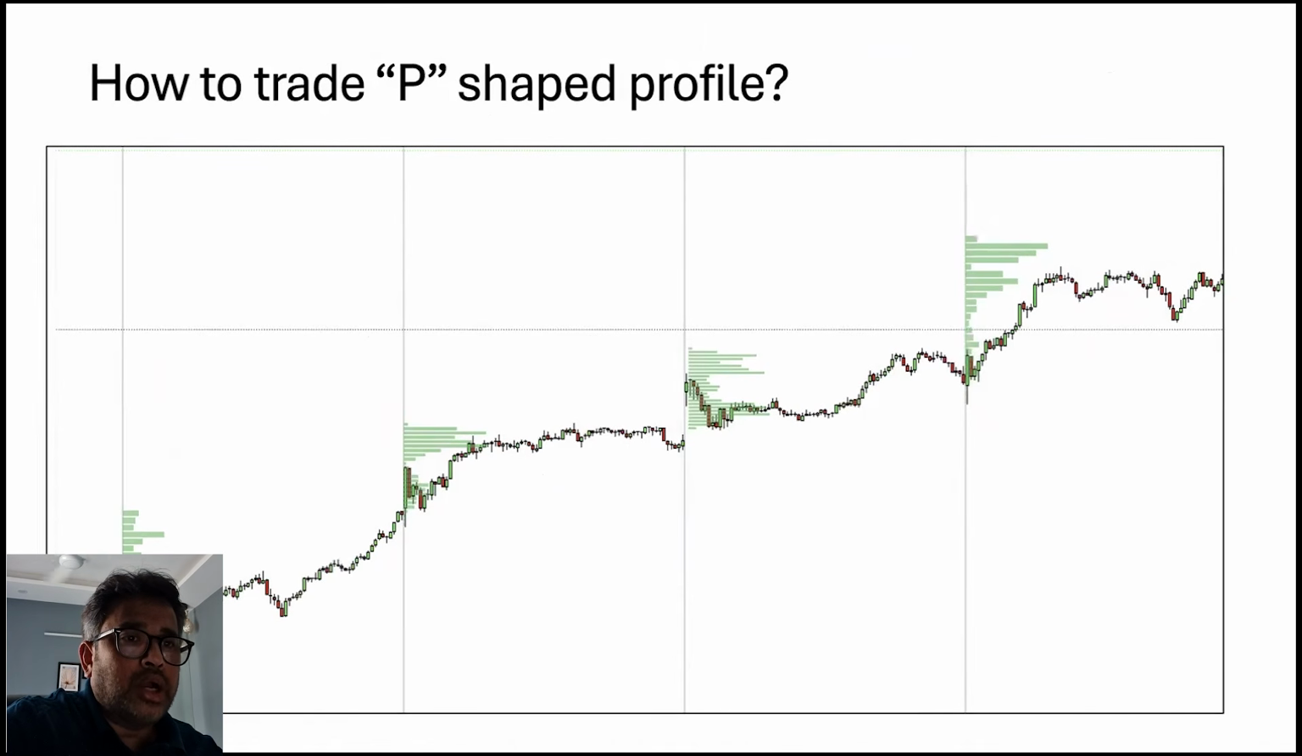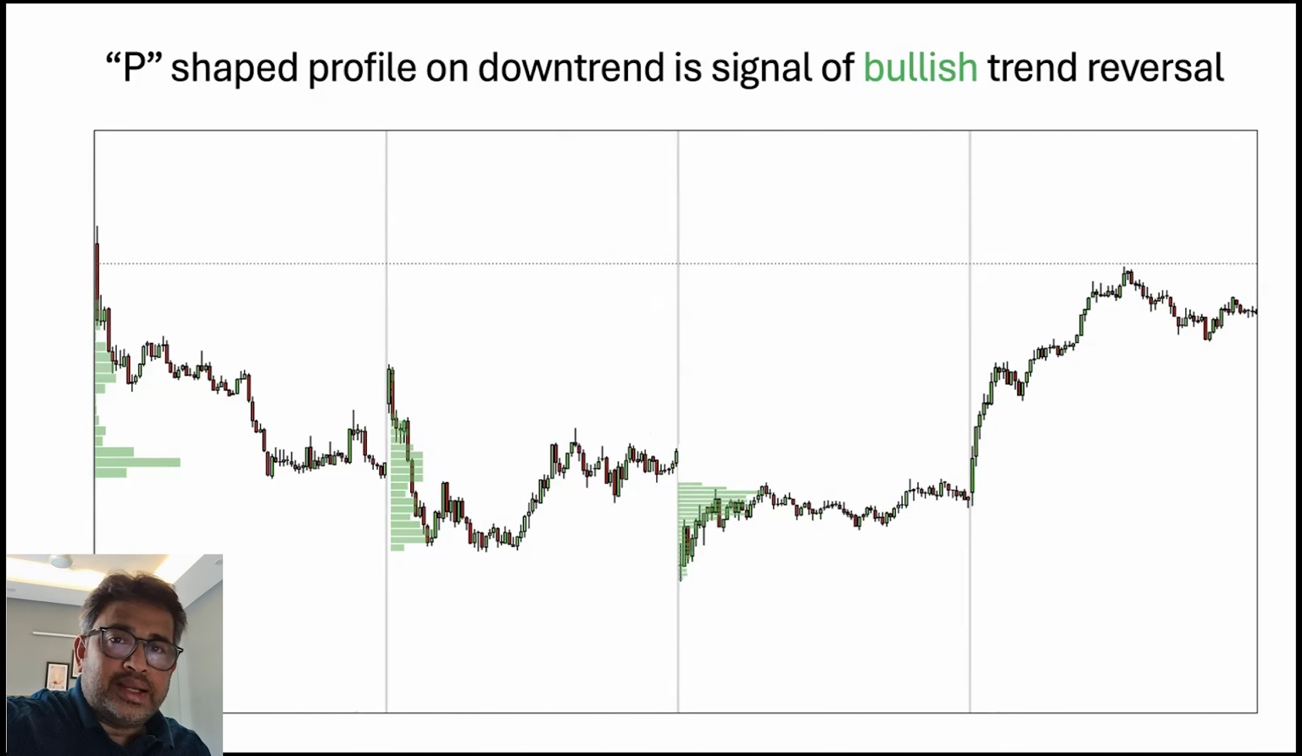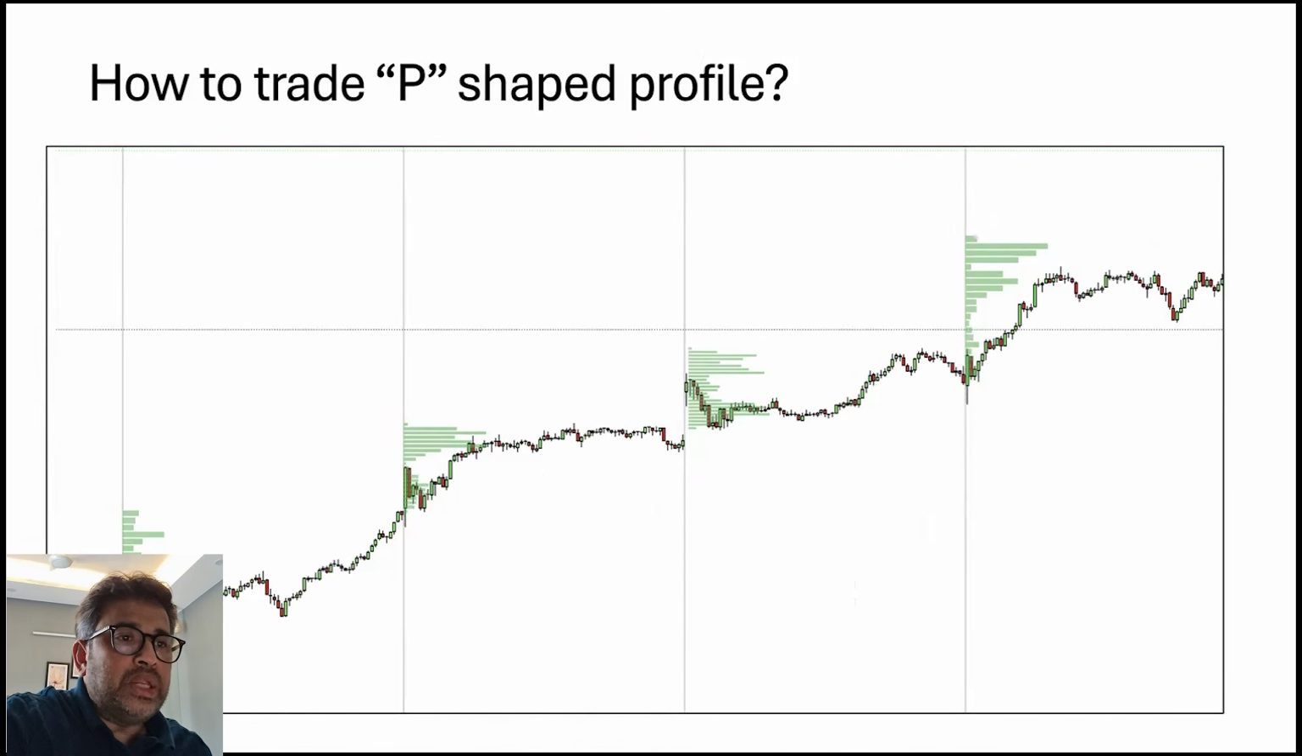Now, next one, how to trade the P-shaped profile. Already I discussed that a P-shaped profile means it is a bullish trend. That means it can tell you about a trend reversal or a gap up, everything. Now, how to trade it? Because volume profile can also be used as support and resistance, and that is what we are going to see now, how to trade P-shaped profiles.